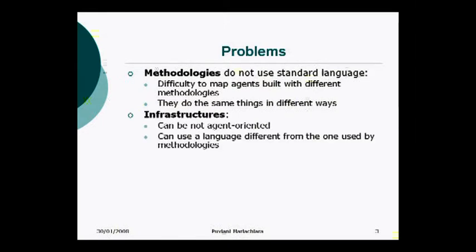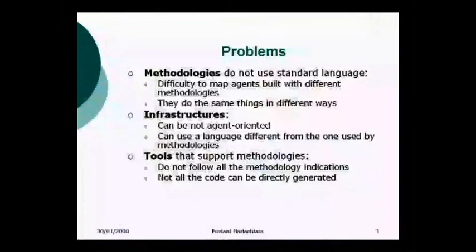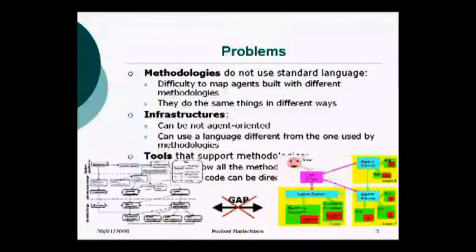And for infrastructures, the problem is that they can be not agent-oriented, and they can use languages that are different from the ones used in methodologies. Another problem regards tools that support methodologies, which do not follow all the methodologies' indications and don't generate all the code that is necessary in the infrastructure. So we have a gap between methodologies and infrastructures.